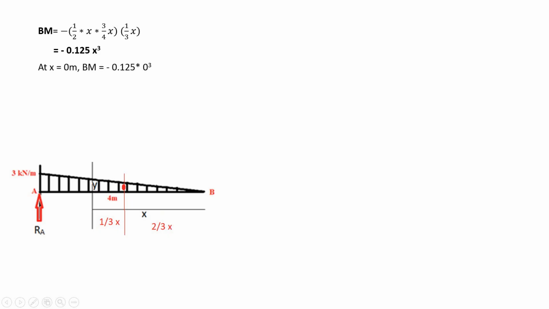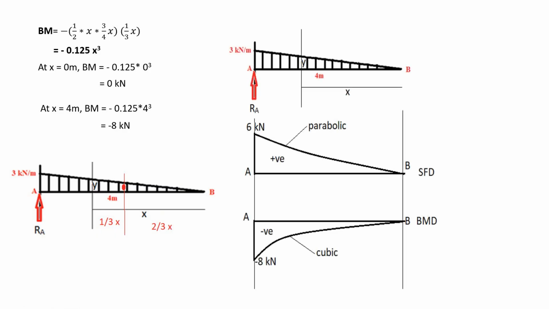At x equal to 0 meter, we simply put x equal to 0 and we get bending moment equal to 0. In the same way, our beam ends at 4 meter, so we put x equal to 4 meter. With this, our bending moment value becomes minus 8. Now the calculation is over, and we will move on to the diagram.